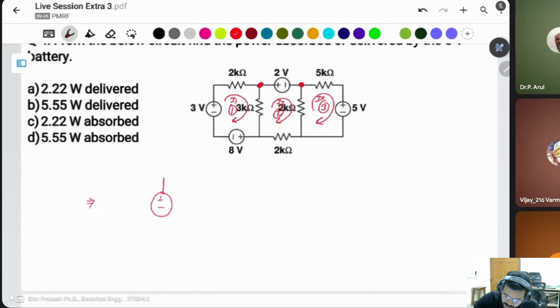That means this circuit. To avoid the super node, if there is any confusion, simply take KVL in place of KCL. In the KVL, there is no need of that node.